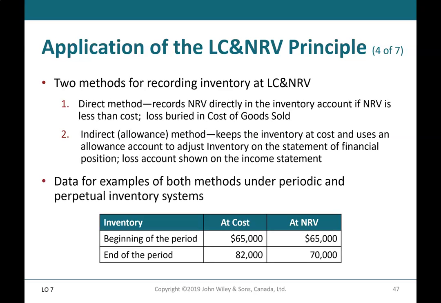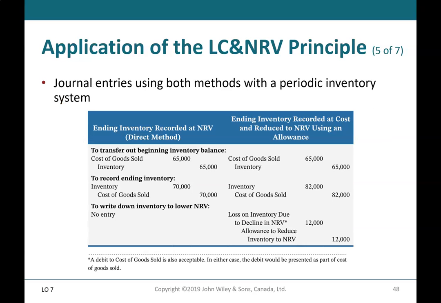Data for examples of both methods under periodic and perpetual inventory systems. So we have our inventory at the beginning of the period. At cost and net realizable value is the same. And then at the end of the period, at cost is 82,000 and net realizable value is 70,000. The journal entries using both methods with a periodic inventory system.